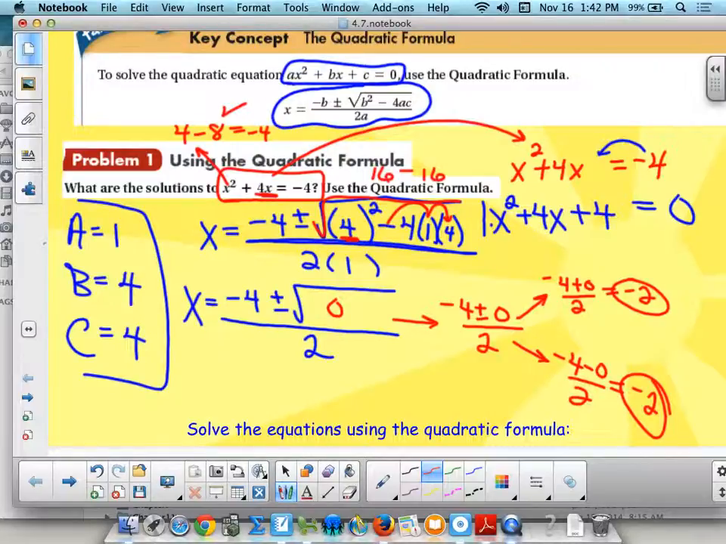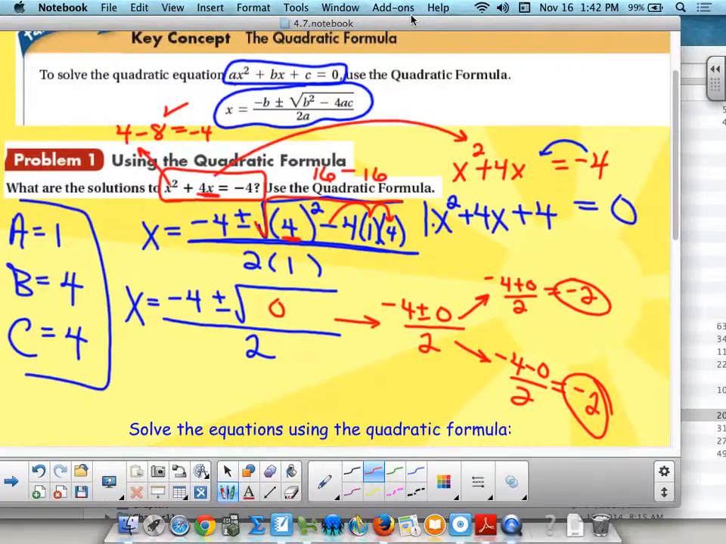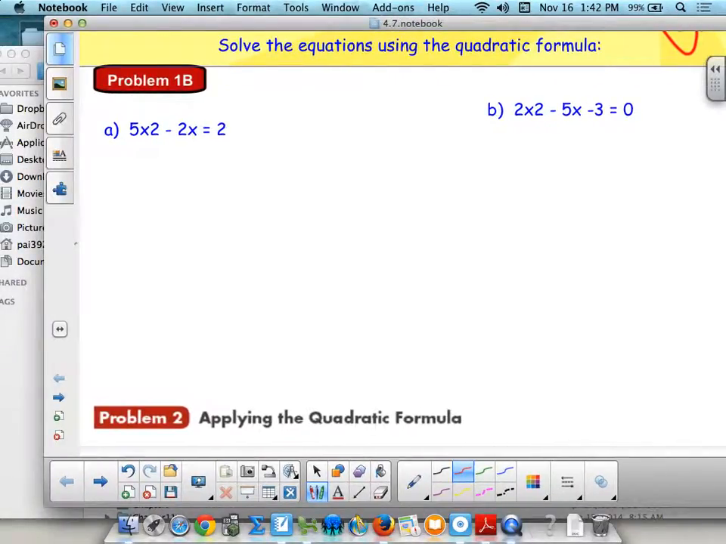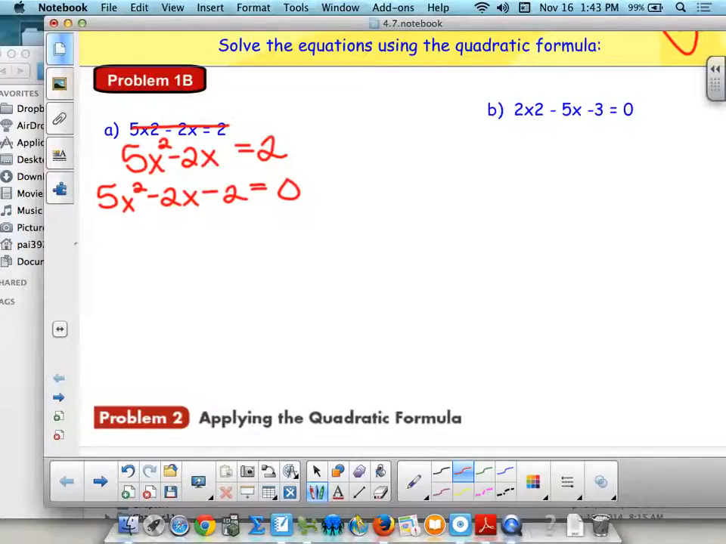Are you ready? Okay, guys, the more you practice, the better you get. All right. Next up, 2b. Right here. This is written kind of funny for some reason. 5x squared minus 2x equals 2. First step, what? Get the 2. Yeah, get 0 on one side and everything else on the other. So 5x squared minus 2x minus 2 equals 0.